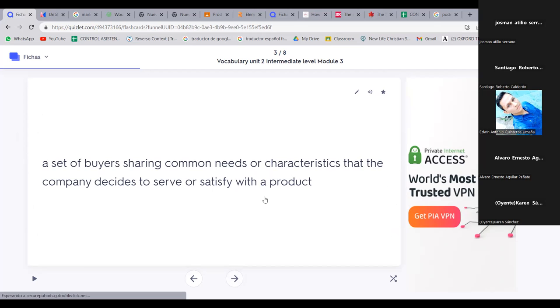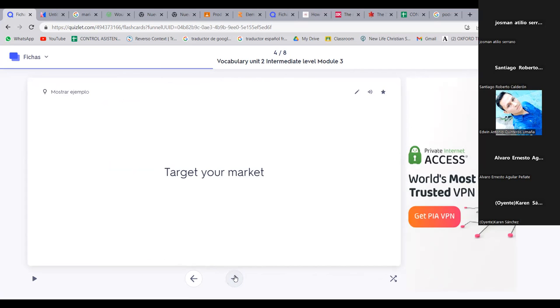So let's read. A set of buyers sharing common needs or characteristics that the company decides to serve or satisfy with a product. Easy, right? Okay, what is the target market? A set of buyers with common needs or characteristics that the company decides to serve or satisfy with a product. Very good. Very nice. Now, what is target your market? Target your market.